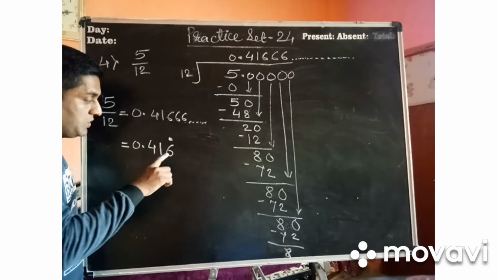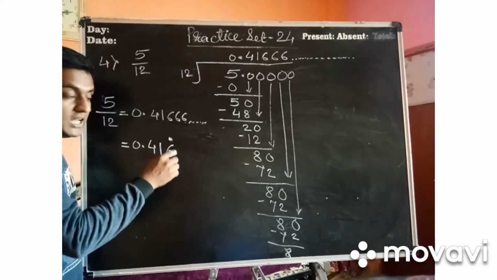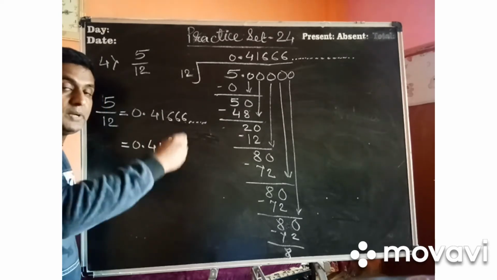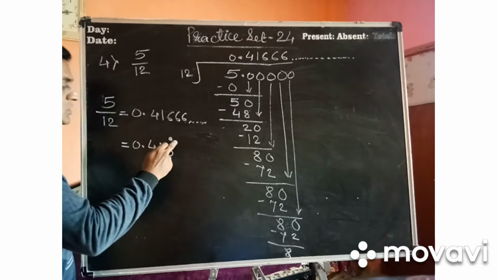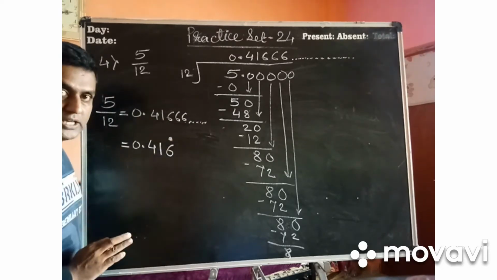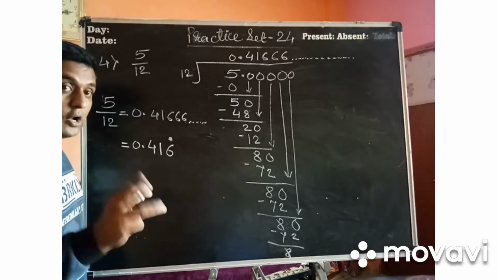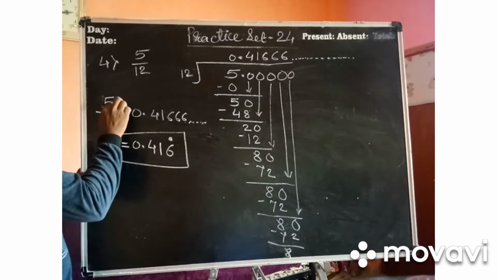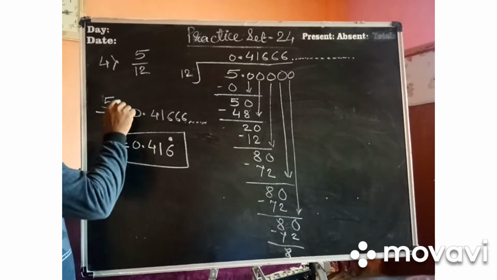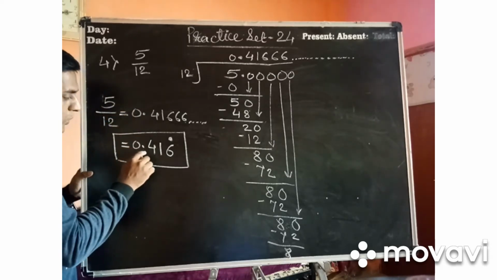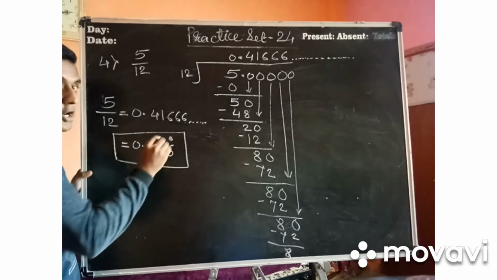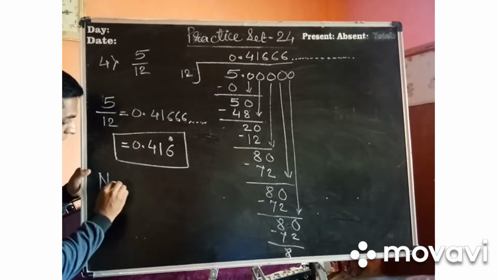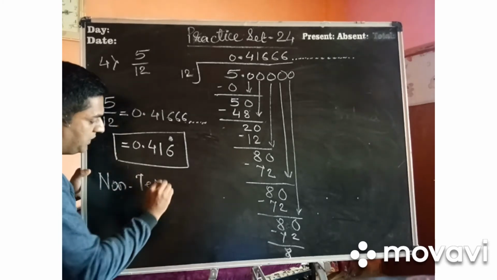So whenever next time you see that after the decimal any digit is written and above that digit a dot is mentioned, it means that digit will repeat again and again and again. So this is called non-terminating. This is called what? Non-terminating. See, so this is your final answer. So what is the decimal form of 5 upon 12? The decimal form of 5 upon 12 is 0.416 and a dot upon 6. But what will you call it? Will you call it terminating? No, you will call it non-terminating.